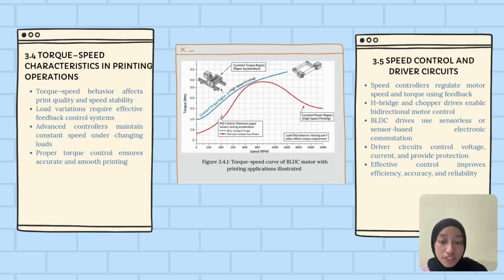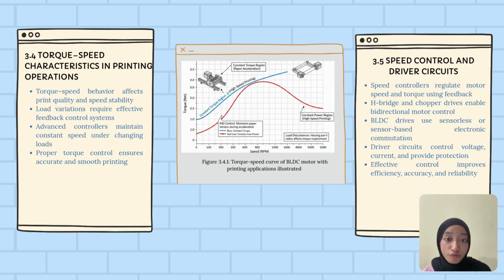3.4 Torque speed characteristic in printing operation. Torque speed behavior affects print quality and speed stability. Load variation requires an effective feedback control system. Advanced controllers maintain constant speed under changing load. Proper torque control ensures accurate and smooth printing.